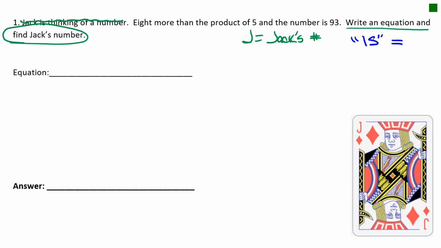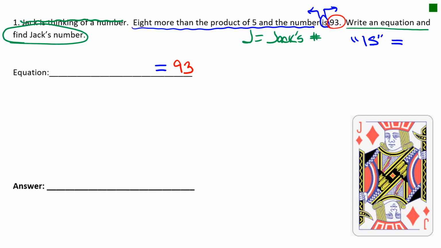So is going to be your equal sign, and we have an is in the next sentence. 8 more than the product of 5 and the number is. Bingo, zingo, we've got an is. Is separates the left and the right side of the equal sign. So I'm going to put my equal sign. Now, the reason I put it way over to the right is look at all this stuff that's got to be at the left. And on the right, all I have is this cute little 93.